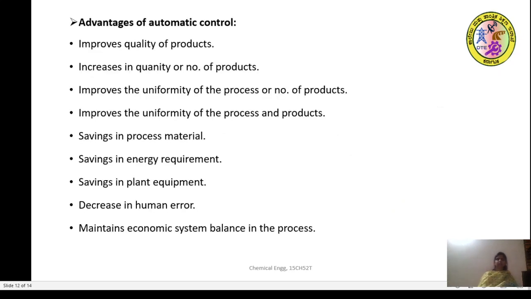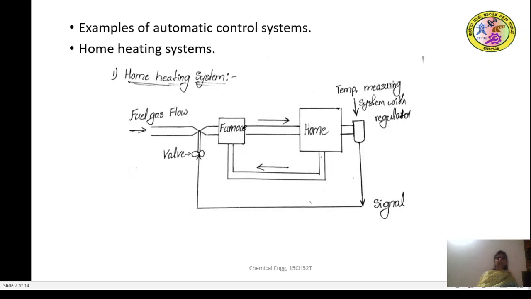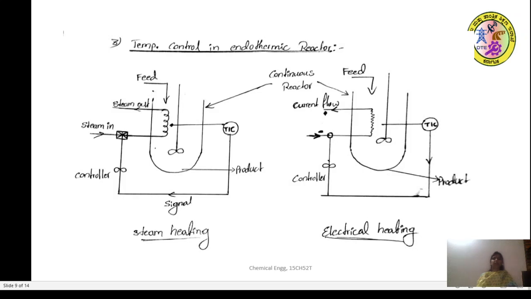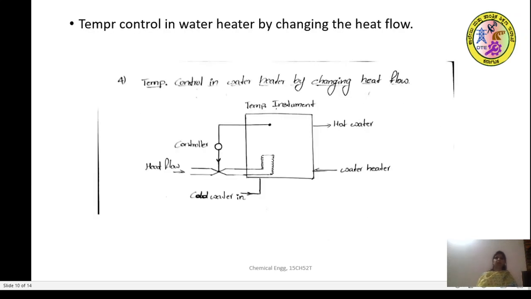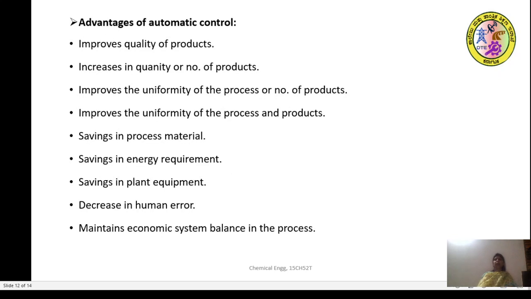So these are some of the examples which we have looked into: home heating systems, temperature control in exothermic reactor systems, temperature control in endothermic reactor systems, temperature control in a water heater by changing the heat flow, and finally temperature control in a heat exchanger. Now let's look into what the advantages of automatic controls are.